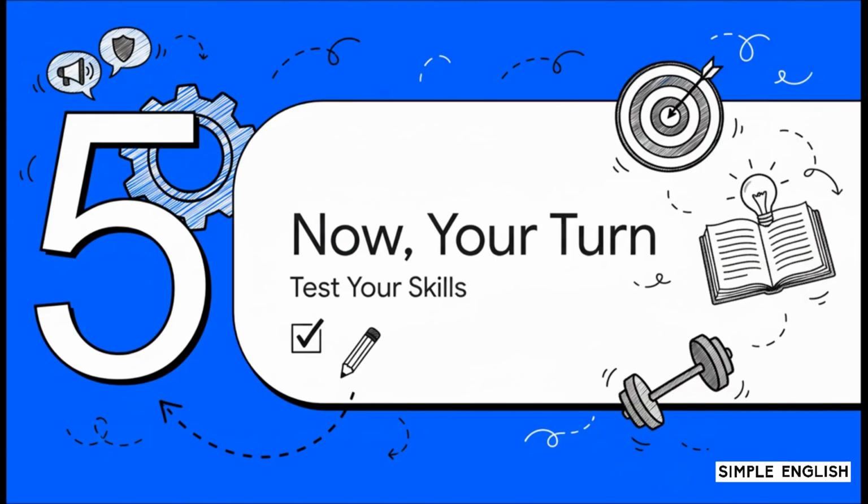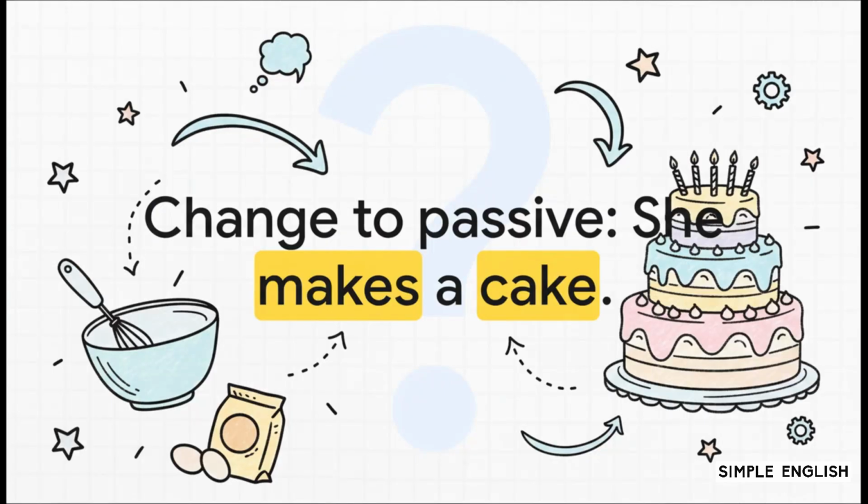Okay, enough talk. You've heard the theory, you've seen how it's done, now it's your turn. Let's put these skills to the test. What do you say? Ready? Here's your first one. The sentence is, she makes a cake. Okay, think about those steps we went through. How would you flip that into the passive voice? I'll give you a second.